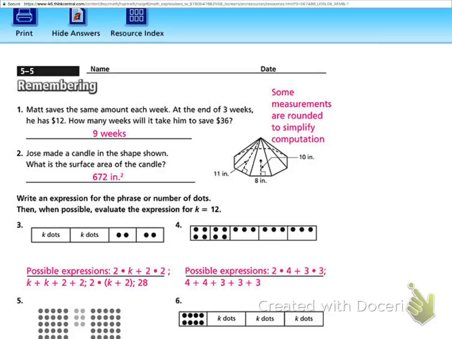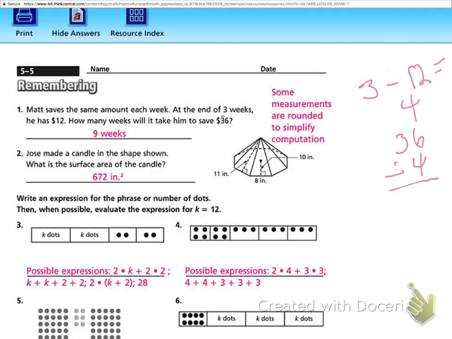Okay. We're now on 5-5, the remembering side. Matt saved the same amount each week. At the end of 3 weeks, he has $12. How many weeks will it take him to save $36? Right. You can do this a lot of ways, but if you take 3, right, and divide that into 12, you can see that he's saving $4 a week, right? $36, divide that by the $4 he's saving each week, and that comes out to 9. 9 weeks to save $36.